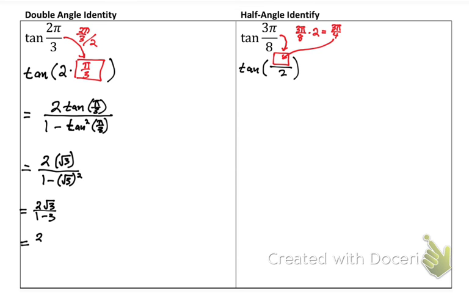Keep going. We'll have 2 square root of 3 over negative 2. So this should equal a negative square root of 3. And I bet you if we looked up the tangent of 2 pi over 3 on a unit circle, we would have negative square root of 3.